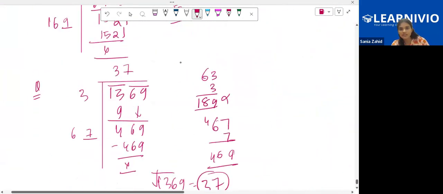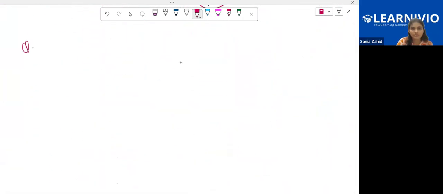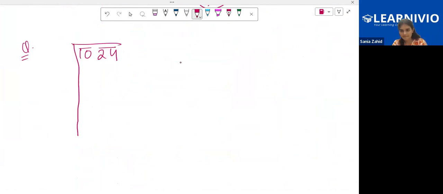1024. Yes, Rida, tell us. We make a pair of 10 and 24. Very good. And then we write 3, and 3 into 3 gives you 9. We subtract, and then we subtract 1. So we get 1. And then we take down 24.